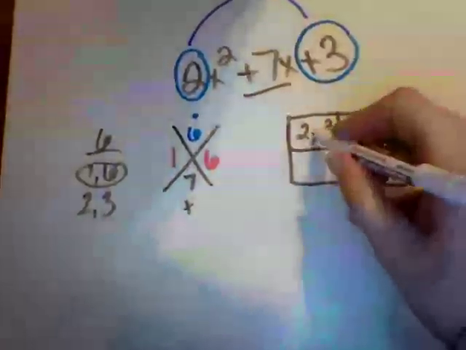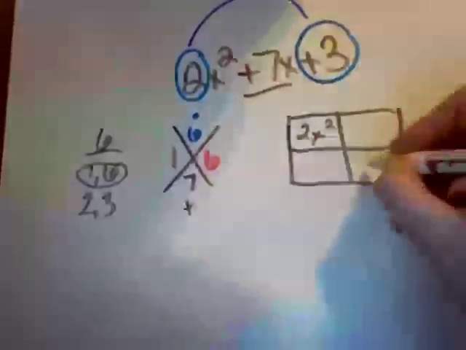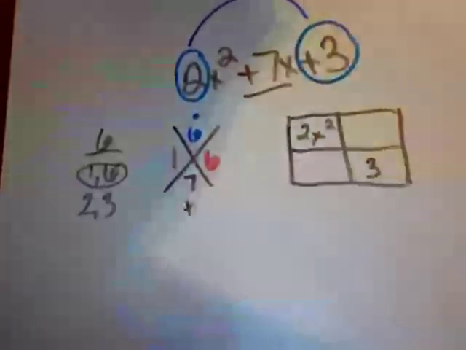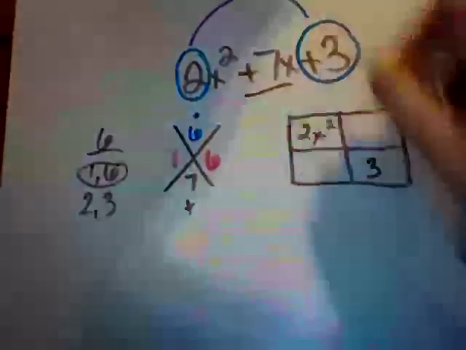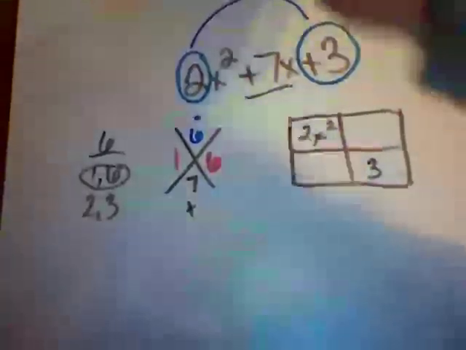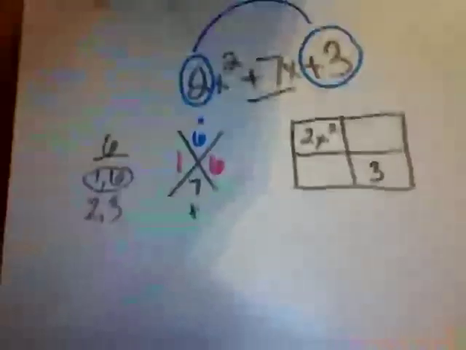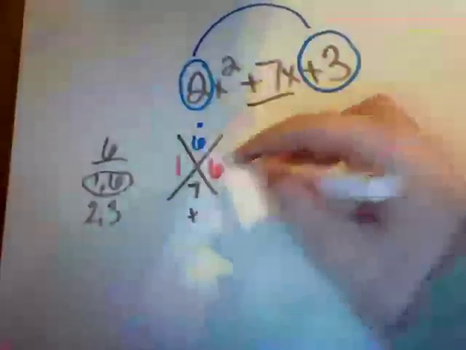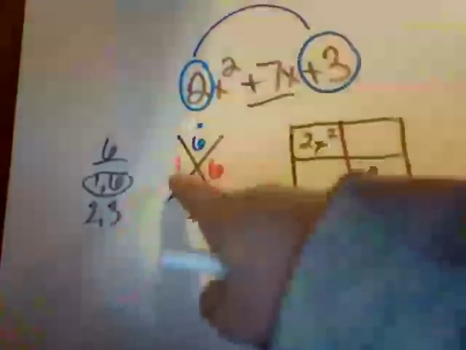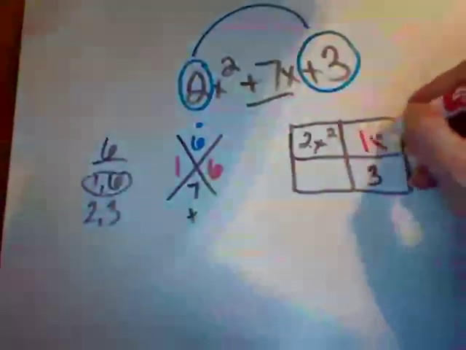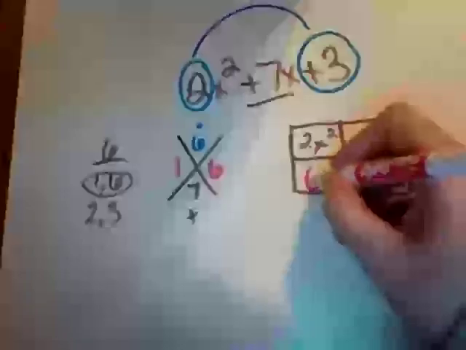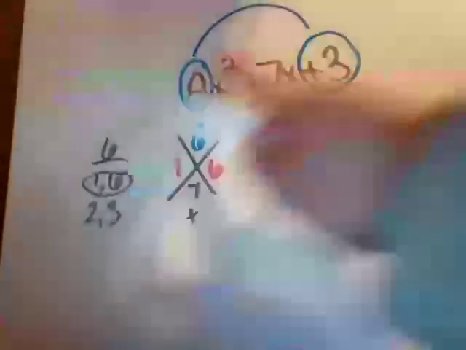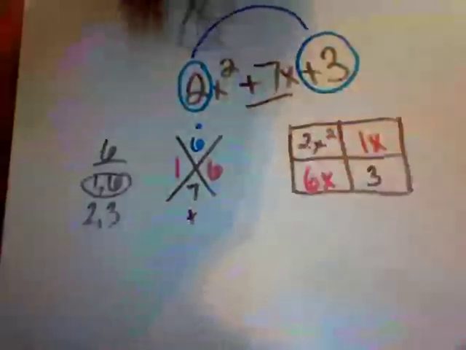Then we're going to take the last term, the positive 3, and put that in the last box. So the first term goes in the first box, the last term in the last box. Now the numbers that we had over here in the x, we're going to take those from the x and put them in the box. But since these each came from the x, when we put them in the box, we're going to put an x behind it. So I had a 1x and I had a 6x. If they come from the x, they keep an x when they go in the box, okay?